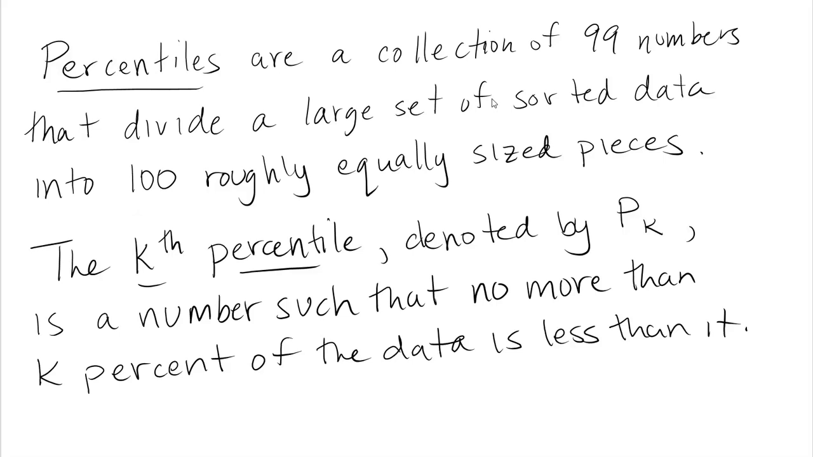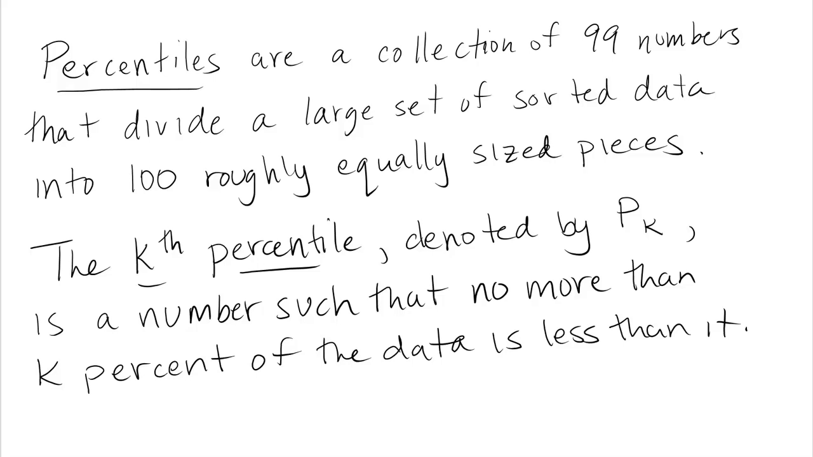Percentiles are a collection of 99 numbers that divide a large set of sorted data into 100 roughly equally sized pieces. Now we're going to do examples with small sets of data, and so we won't get 100 pieces because we won't even have 100 pieces of data. But with a large set of data, percentiles are designed to break the data up into 100 pieces. Sometimes they won't be exactly the same size because the number of pieces of data might not be divisible by 100. And in other cases, there might not be enough variation to actually have 100 slots. Thinking of ACT scores, which only range from 1 to 36, you can't break that up into 100 divisions. But you get the basic idea of how percentiles work.